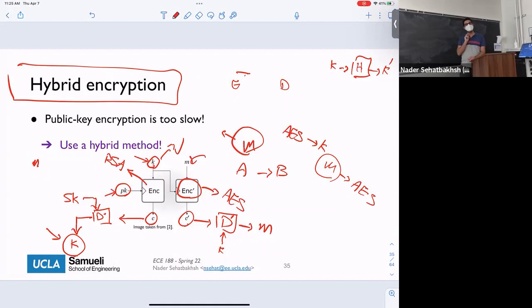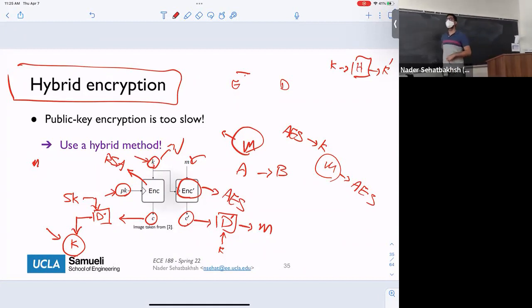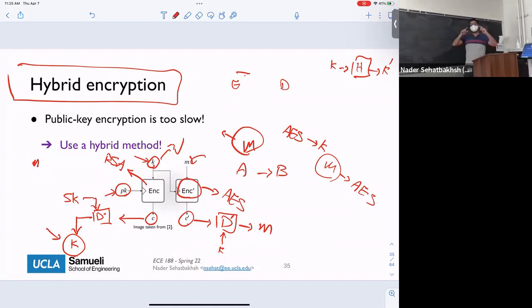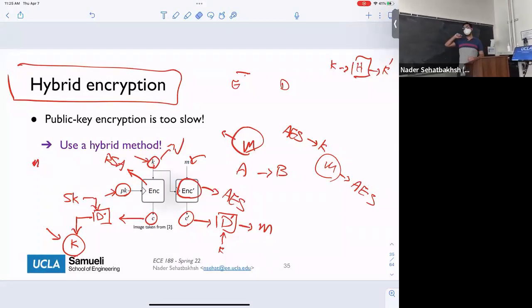How often do we update the key, right? If we want to start a new session. For any new session, remember I said that we need to throw away the key and start with a new key. That's exactly what we do.